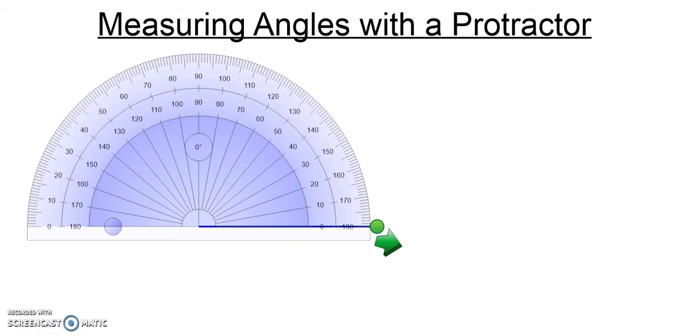Now we're going to briefly talk about measuring angles with a protractor. This is something you're going to do more practice with tomorrow in class. However, I just want to go over a couple of things real quick now before we get into that tomorrow.